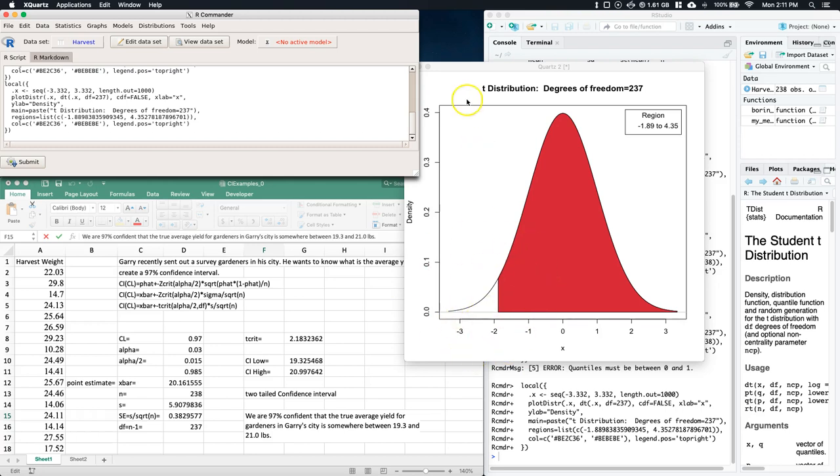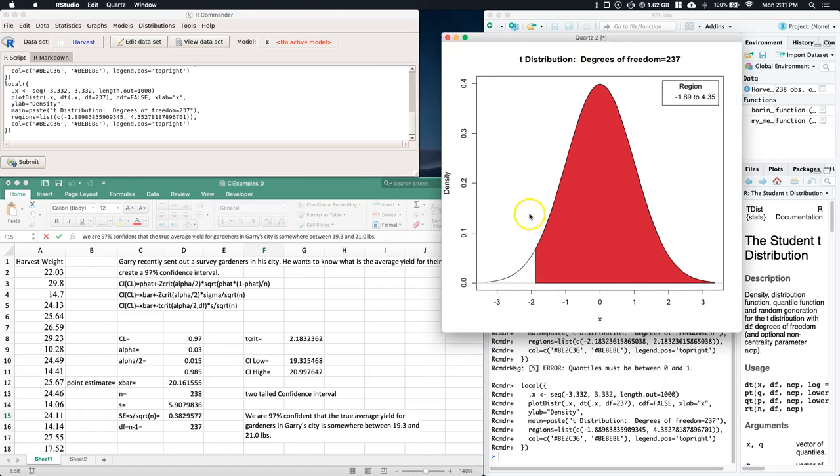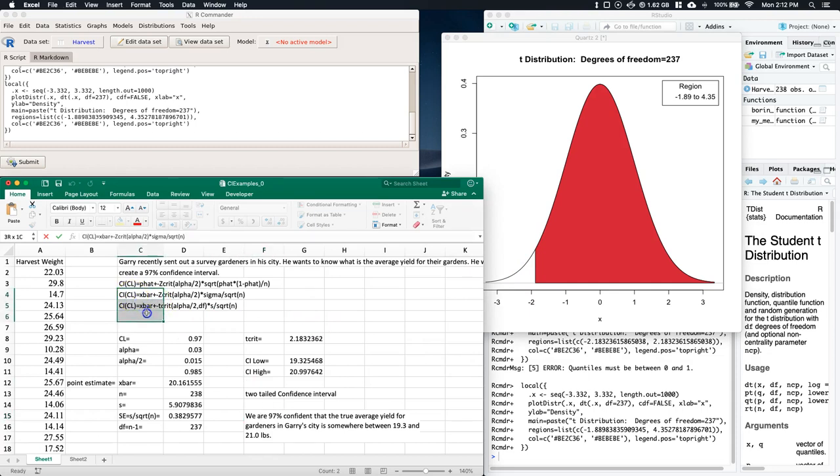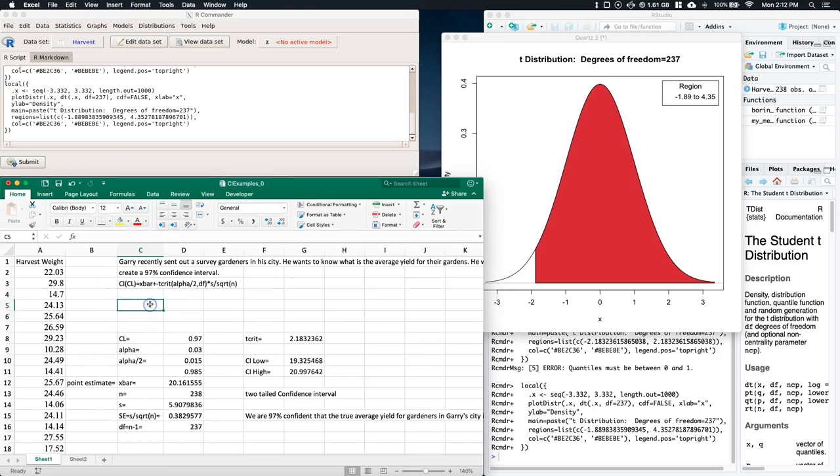Okay, so with this distribution, I'd be able to say that, hey, I am 97% confident that our gardens have a greater yield on average than whatever this lower cutoff point is. Okay, so I'm going to go ahead and get rid of these two because we weren't using those. We were just using this for our confidence interval.